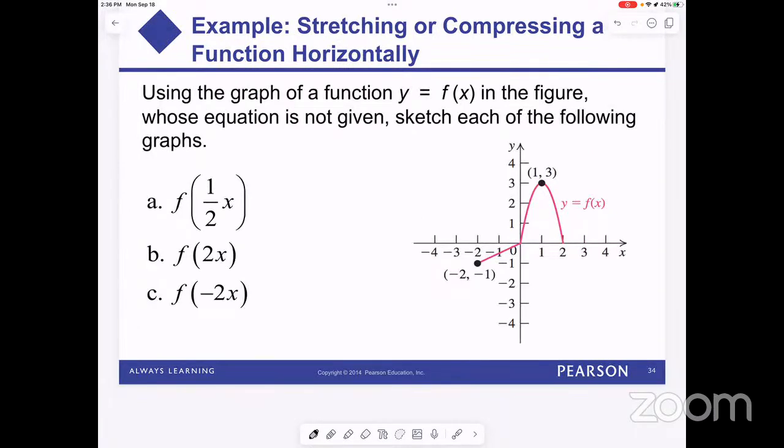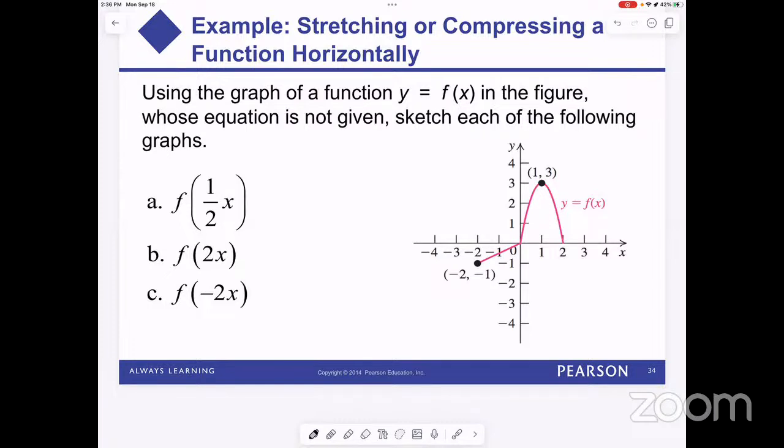So then using the graph of a function y equals f of x in a figure whose equation is not given, sketch each of the following graphs. So for A, we multiply the inside by a number between 0 and 1. For B, we multiply the inside by a number larger than 1. And for C, we multiply the inside by -2, right? So for all of these, they are going to cause horizontal changes.